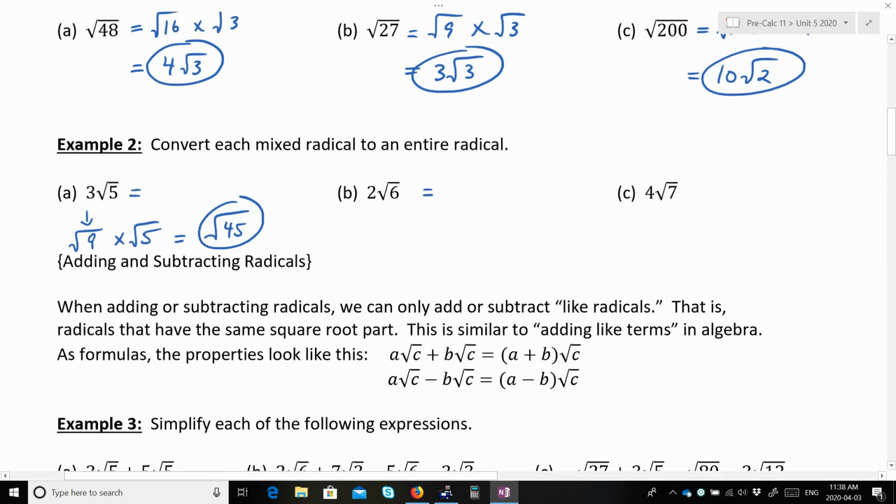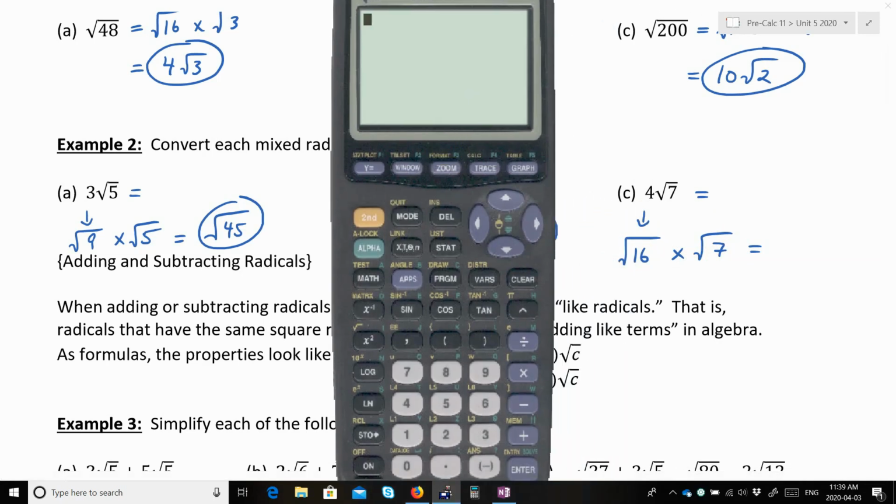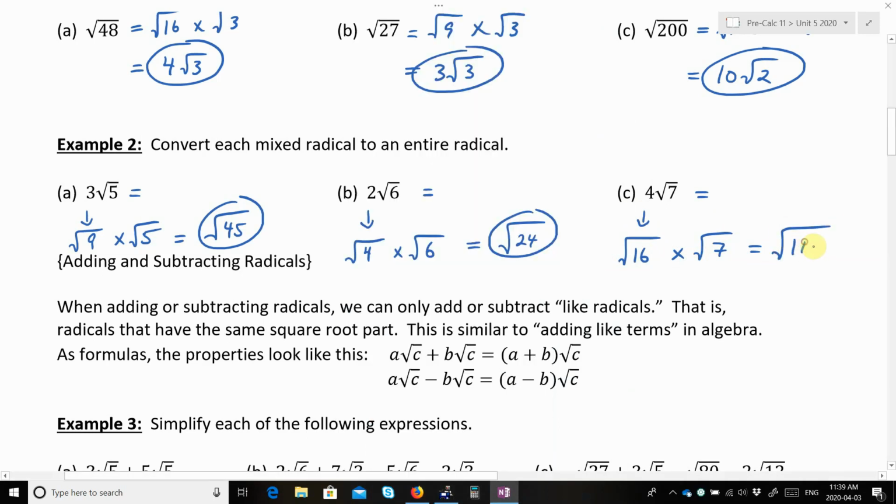Okay, and letter B here, 2 root 6, we'd have to say 2 is the square root of what? Well, it's the square root of 4, and then we're multiplying by root 6. 2 roots multiplied together, we can multiply the insides. 4 times 6 is 24, and we're done. That's an entire radical. And the last one, 4 can be written as the square root of 16. Root 16 times root 7, you just go 16 times 7, and we can put that under a square root. It's the square root of 112.